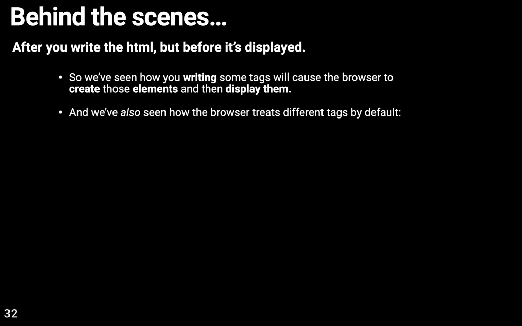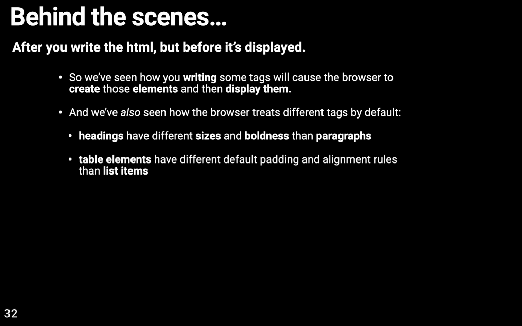We've also seen how the browser treats different tags by default. Headings have different sizes and boldness and all different properties by default than the paragraphs do. They're larger and they're denser, right? Table elements have different default padding and alignment rules than list items, right? We saw that the table elements were very tight and they were right next to each other versus the list elements that were spread out vertically, right?